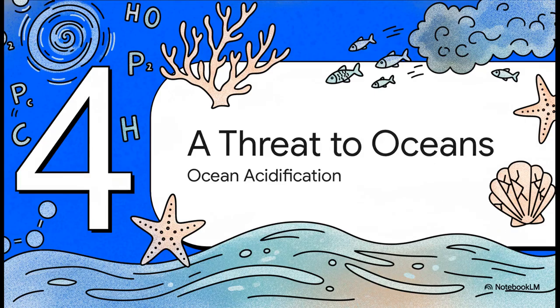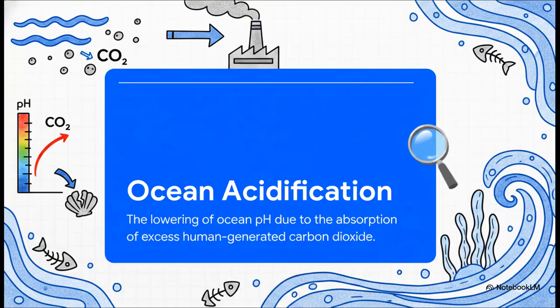Chapter 4, a threat to oceans. Let's step out of the lab for a moment and examine how these invisible pH changes have massive, real-world consequences for our planet's delicate ecosystems. We need to talk about ocean acidification. By definition, this is the lowering of ocean pH due to the absorption of excess human-generated carbon dioxide.